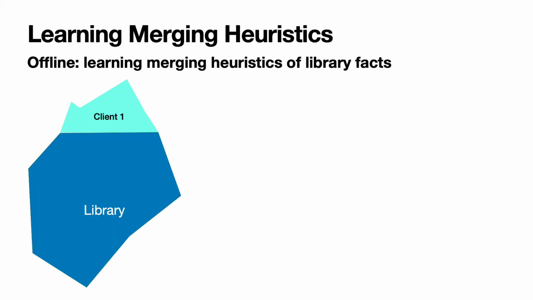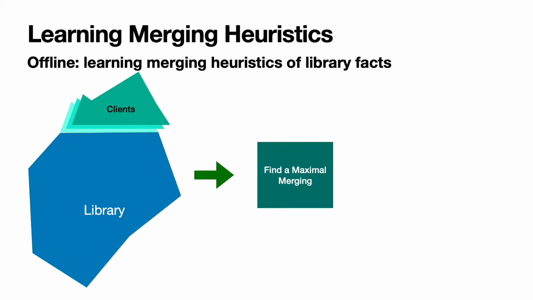How can we find such a maximal merging? We prefer to generate our merging heuristics offline. Based on the observation that modern software shares a large part in library code, we propose a data-driven method. We collect a training set of input programs that use the same library, and find a maximal merging that loses no precision on all of them. Then we record the merging as a heuristic.